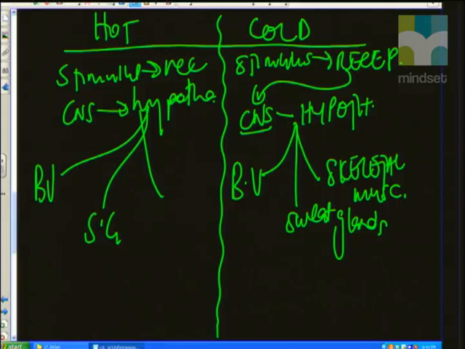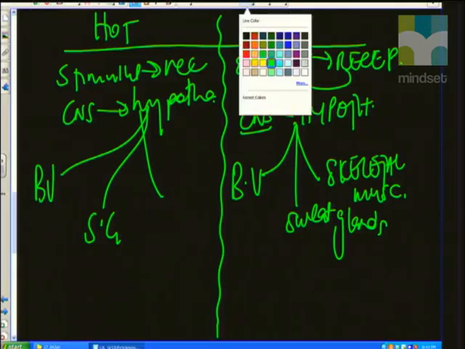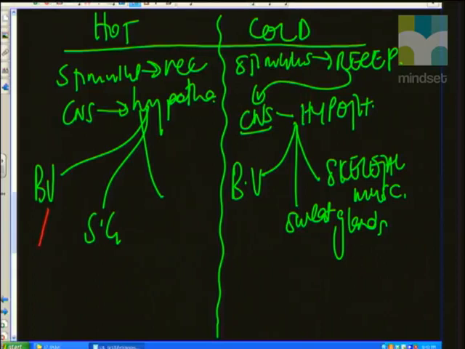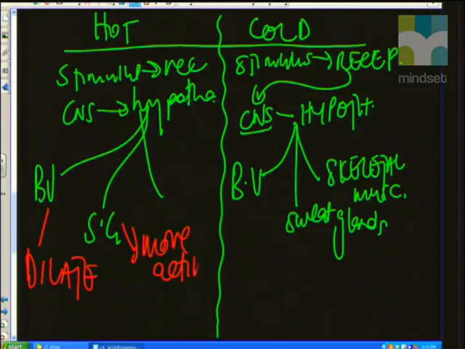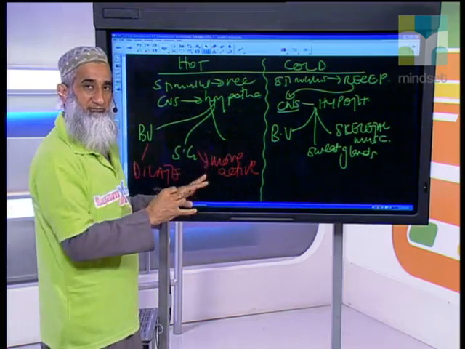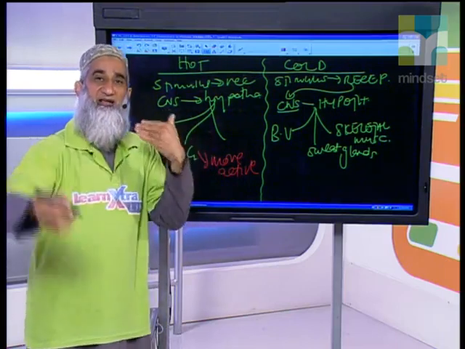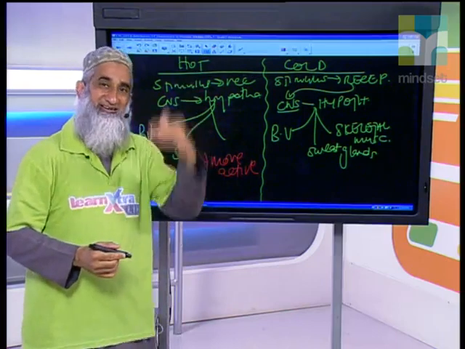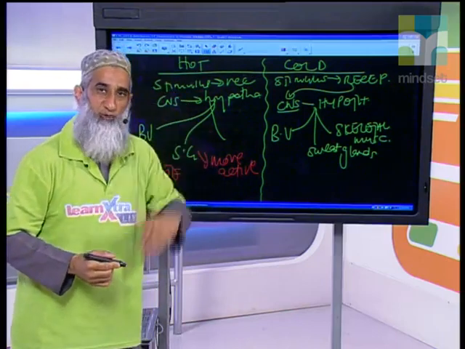Let's look at blood vessels on a hot day. What will happen to them? They will dilate. And the sweat glands will be more active. Therefore, they will secrete more sweat, and the evaporation of the sweat will cool the body. Remember, you must say that last part, it will cool the body, or it decreases the temperature back to normal.